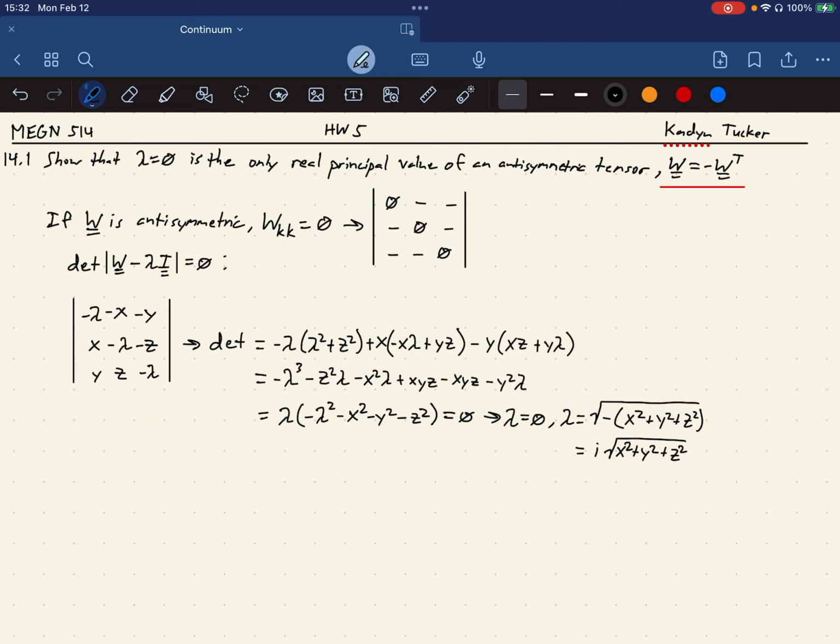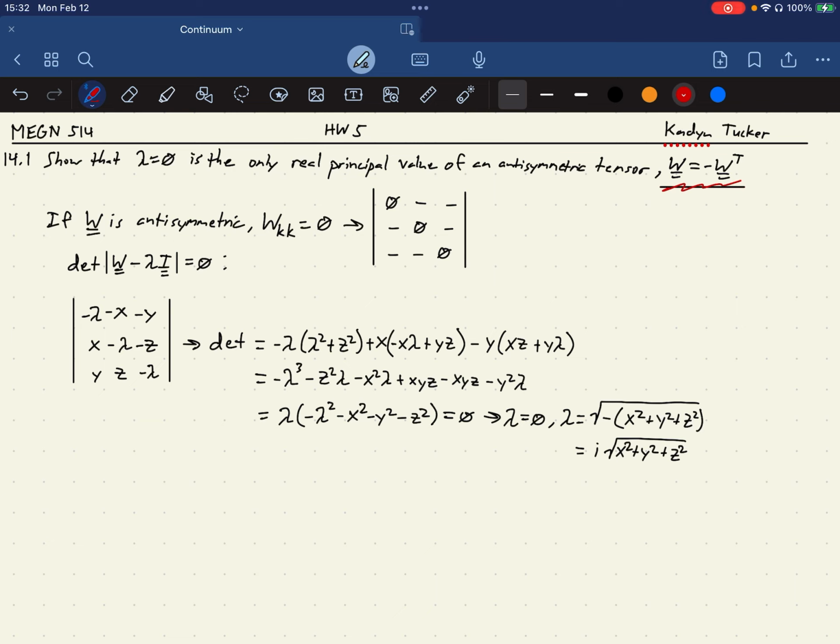So I'll share with you guys my solutions to problems 14.1 and 14.2 here. In 14.1, we're asked to show that lambda equal to 0 is the only real principal value of an anti-symmetric tensor. And they provide us that definition there.